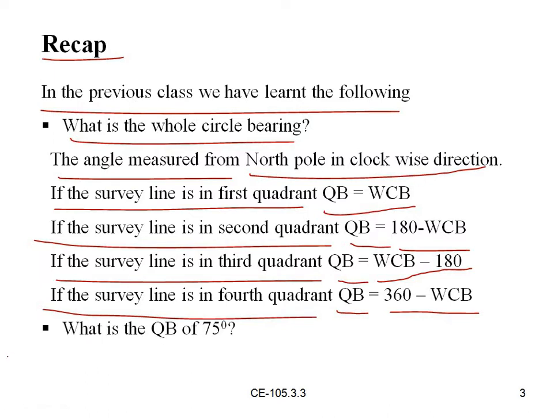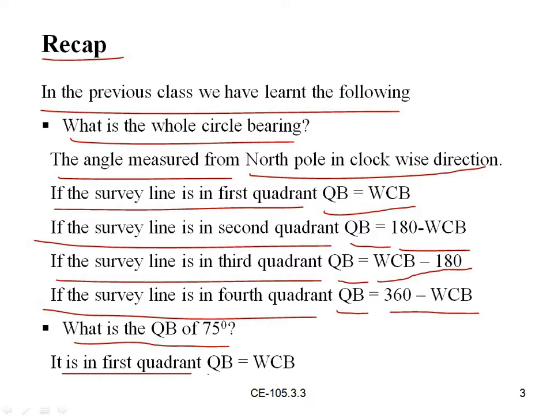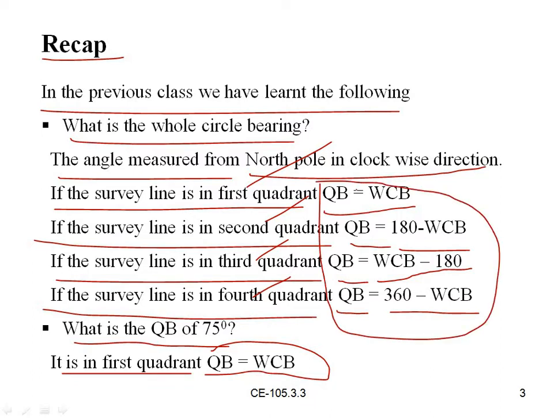So what is the quadrantal bearing of 75 degrees? It is in the first quadrant, so quadrantal bearing is equal to whole circle bearing. This is the fundamental we have to follow: first quadrant, second quadrant, third quadrant, fourth quadrant, with whatever formulas are given here.